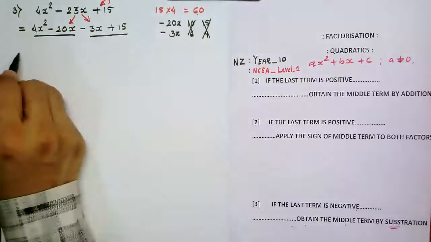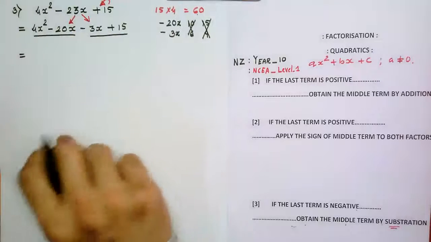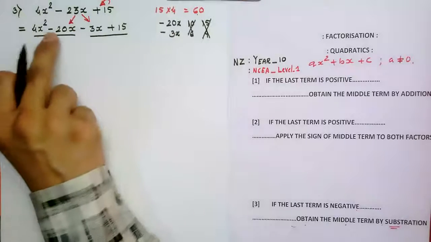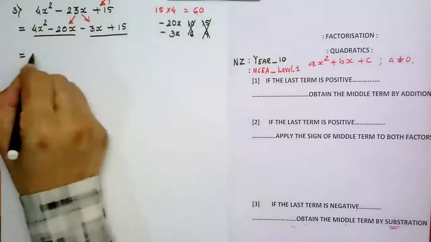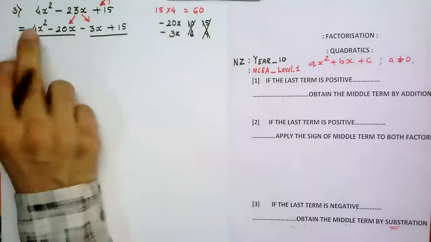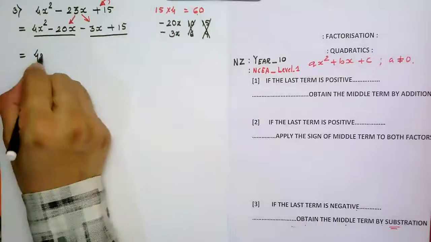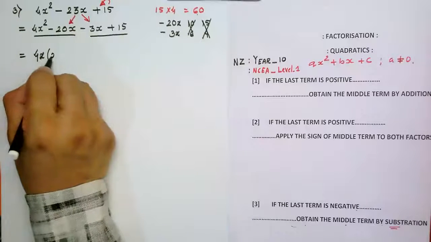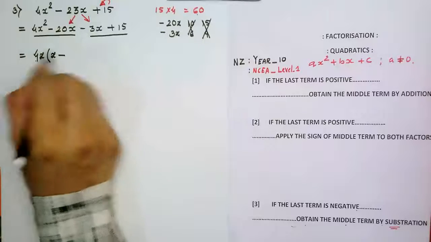Obtain 2 pairs. Now, please be cautious about taking something common. So what is common from this 4 and 20? 4 5s are 20, so 4 is common. X is present in both the terms, so x is also common. So there remains x into x is x squared, minus 4 5s are 20.